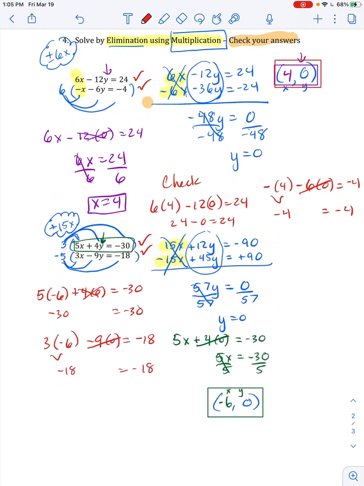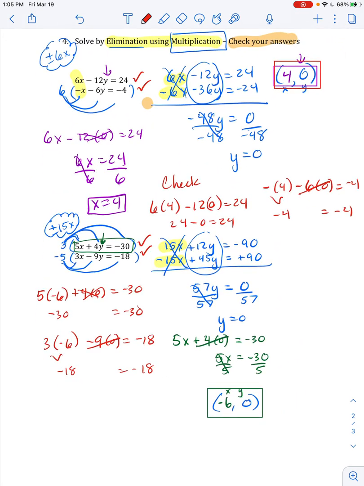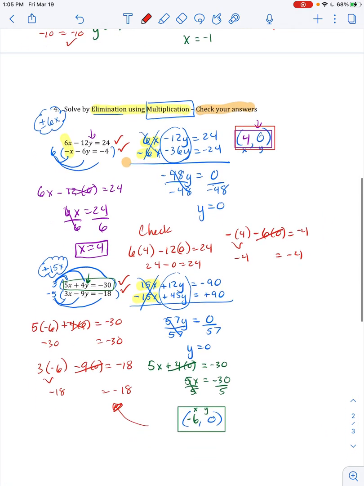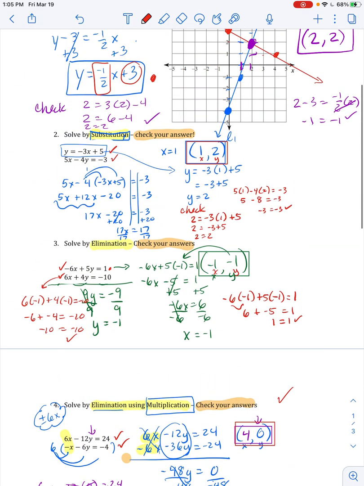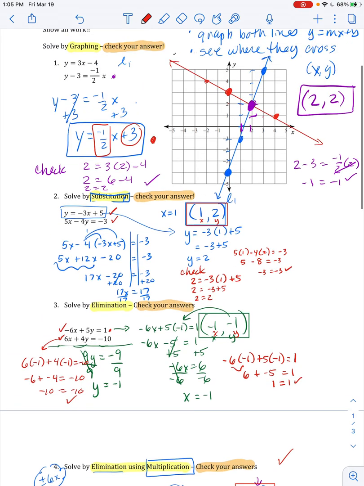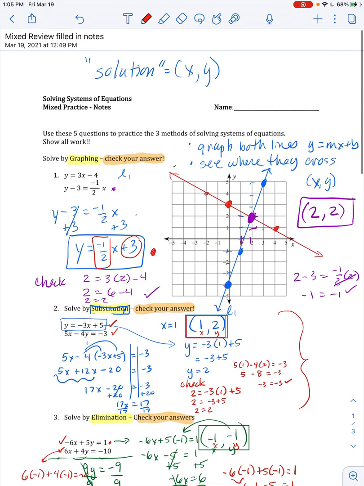So when I'm done, I have an XY coordinate pair. I can check them, see if they're right. We're practicing doing all the different methods. So throughout this whole week, if you're getting stuck on this kind of problem, come back and watch this part of the video. If substitution's giving you trouble, watch this part of the video. If you're struggling with the graphing, rewatch the beginning.